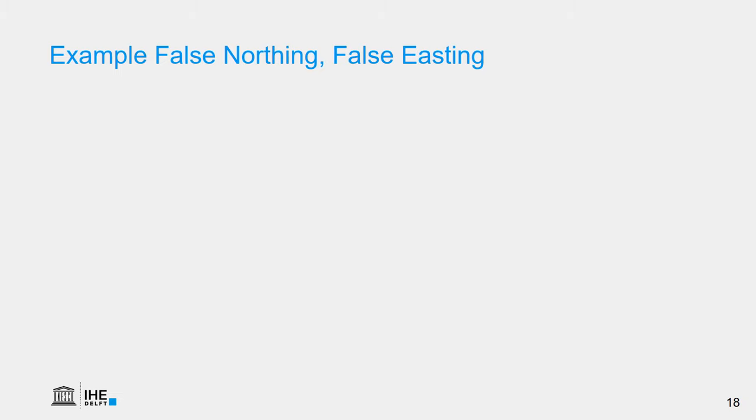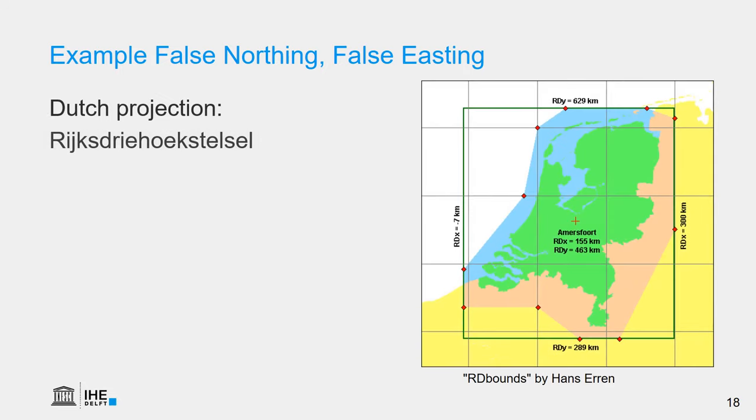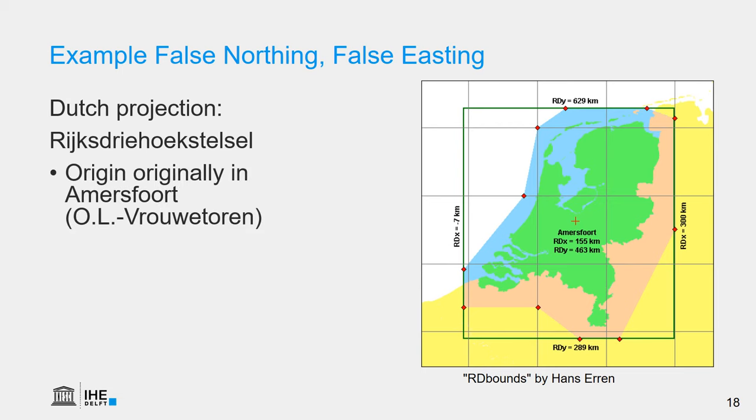I've already mentioned a few times the false northing and false easting. What this means is best illustrated using the Dutch projection, which is called the Rijksdriehoekstelsel or Amersfoort. Originally, the origin of this projection was at the church tower in Amersfoort, a city in the center of the Netherlands.